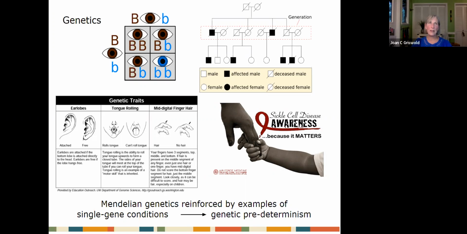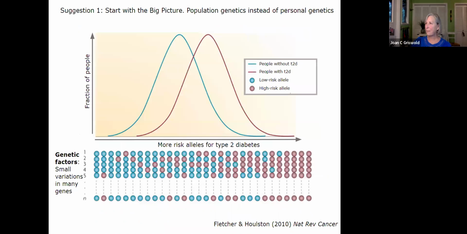And it's not true at all with the sorts of diseases and health conditions that really impact students and their families. If we're talking type 2 diabetes or cancer or heart disease or high blood pressure, all of those sorts of conditions are not driven primarily by genes, but also by environment.